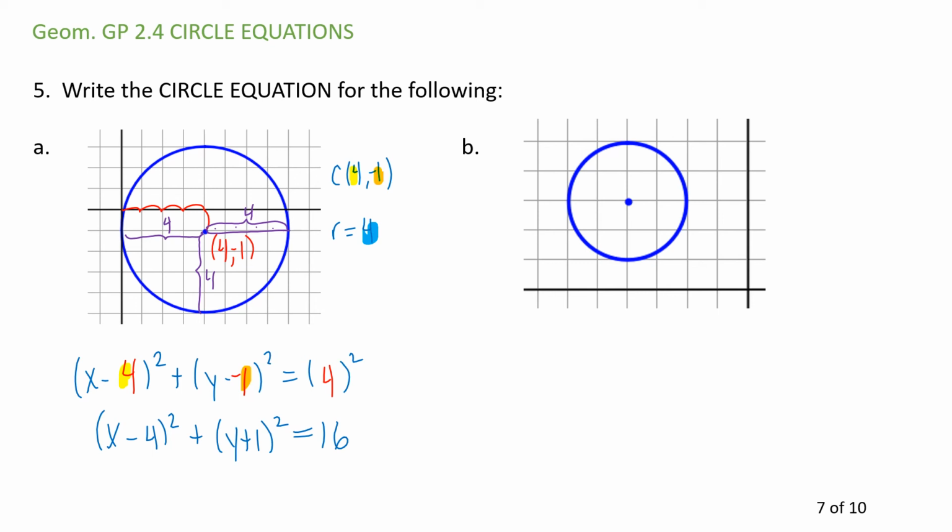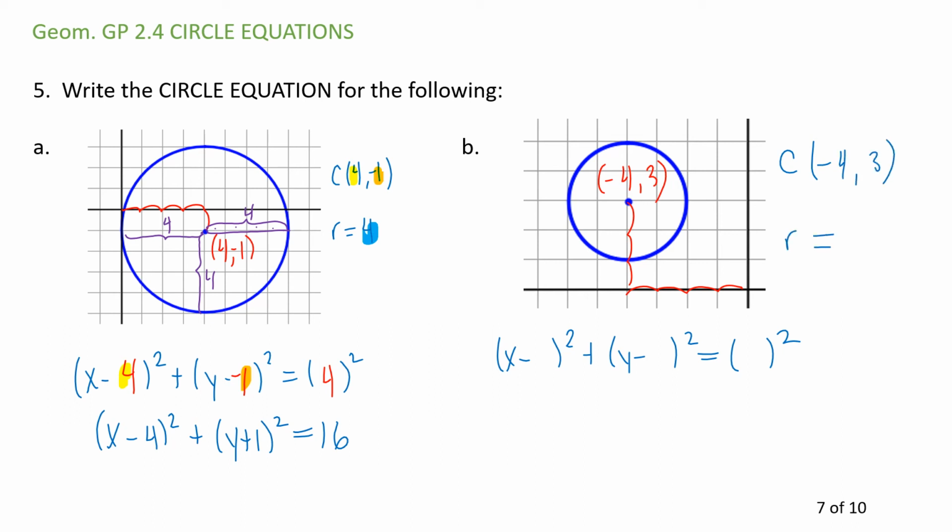Same thing here. Eventually I'm going to say the center is side to side 1, 2, 3, 4, negative 4, positive 3. My center is negative 4, positive 3. The radius, just count blocks from the center to the edge. Any place you can do it. Obviously, it's going to be 2.